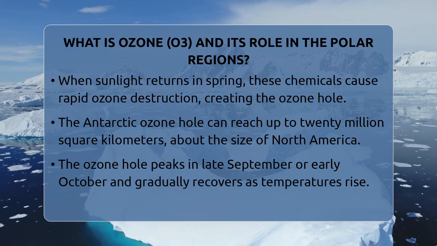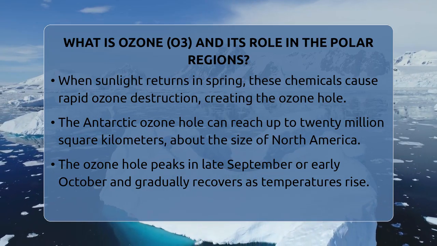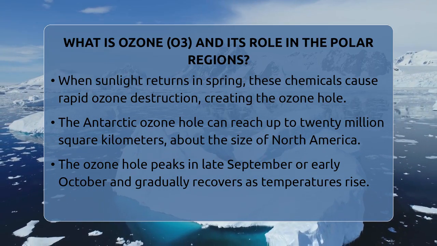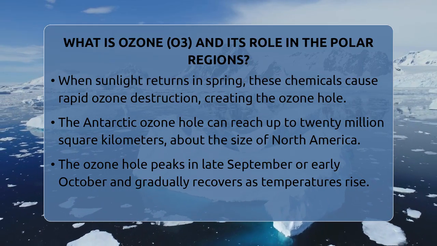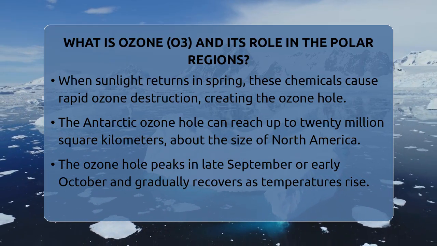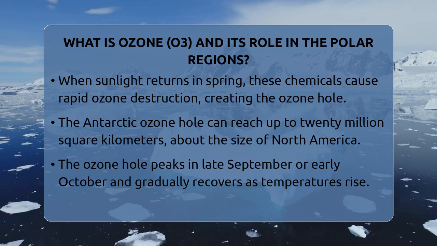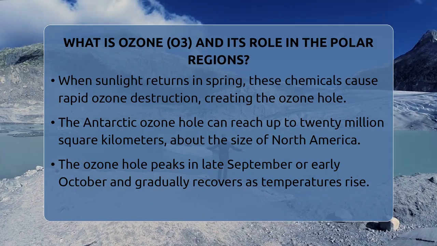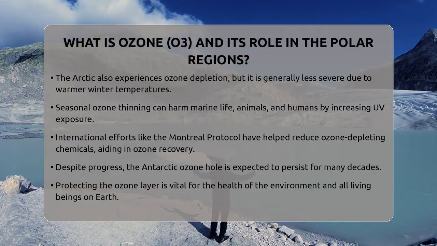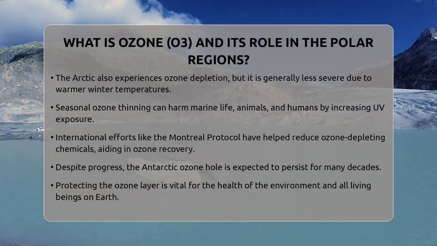The Arctic's winter temperatures are warmer, and the polar vortex is less stable, so fewer polar stratospheric clouds form. This means less chemical reaction and less ozone destruction compared to Antarctica. Still, in some years, significant ozone loss has been observed in the Arctic. The seasonal thinning of ozone has real effects on the environment.